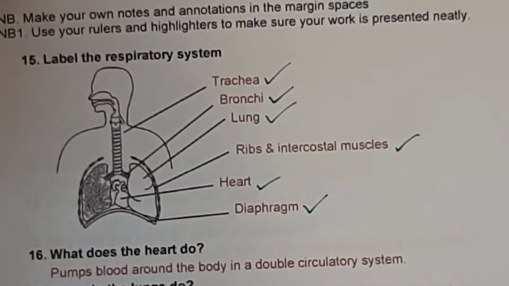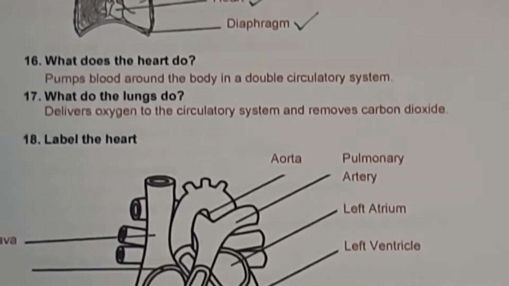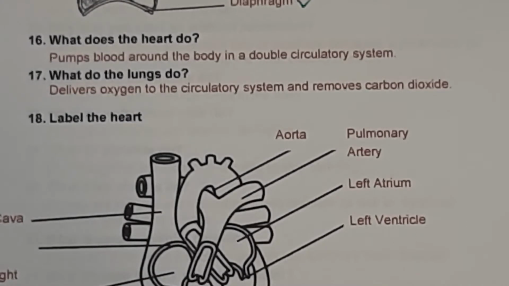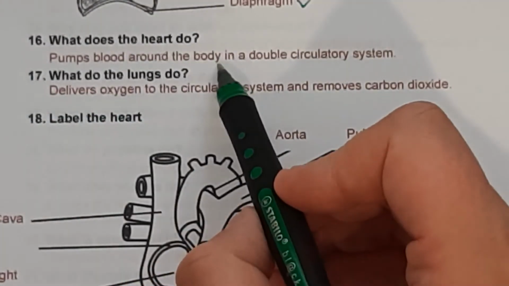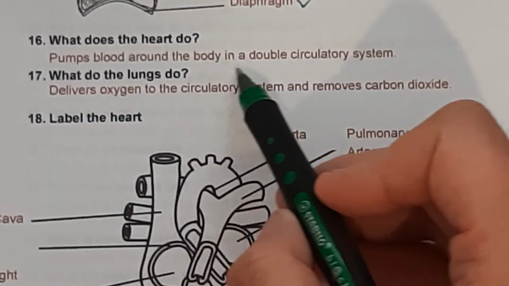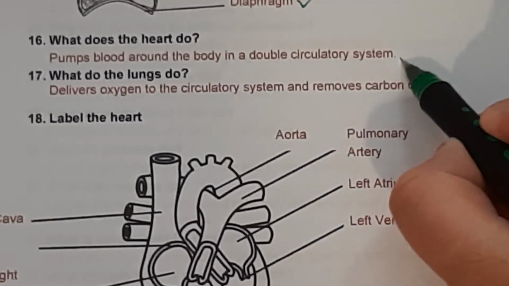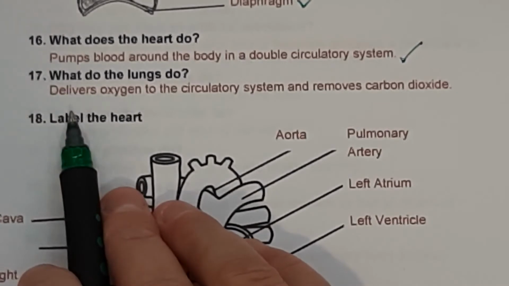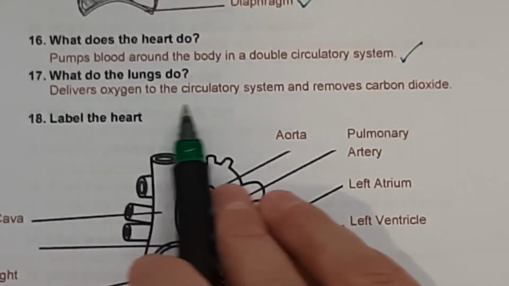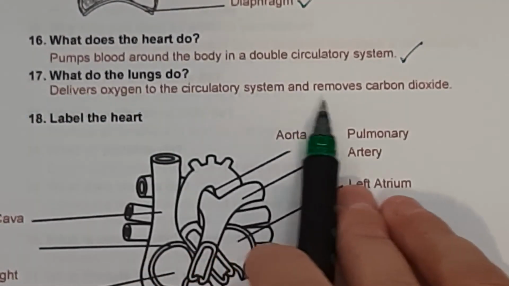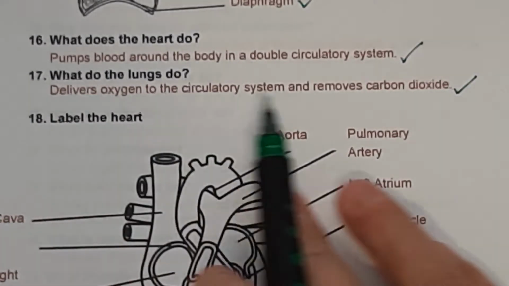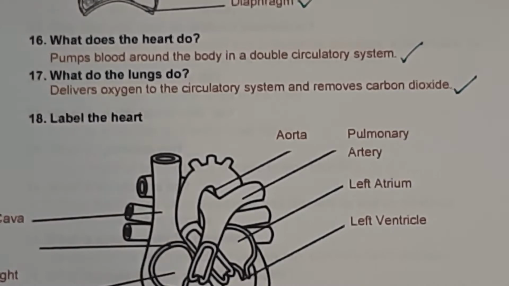What does the heart do? Well, it pumps blood around the body in a double circulatory system. Now, if you've just said it pumps blood around the body, you can have the mark. But I want you to write in a double circulatory system because that is a fuller answer. What do the lungs do? Well, they deliver oxygen to the circulatory system and they remove carbon dioxide. Okay, again, this time you'll need to have both things for the mark.